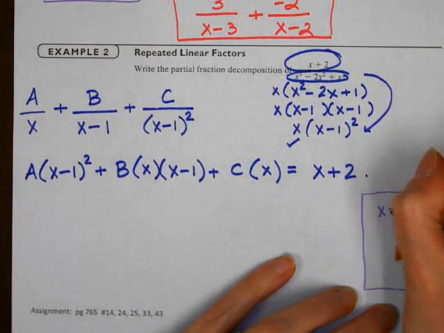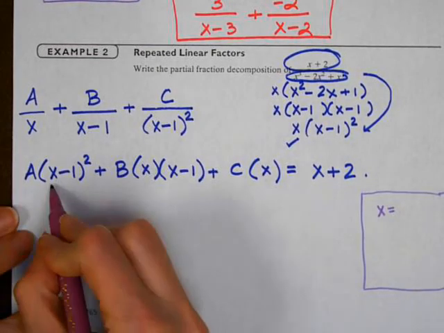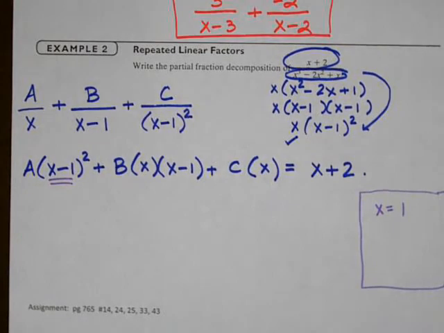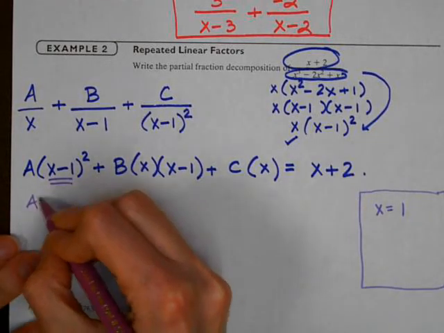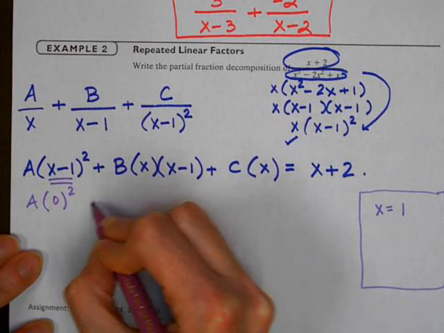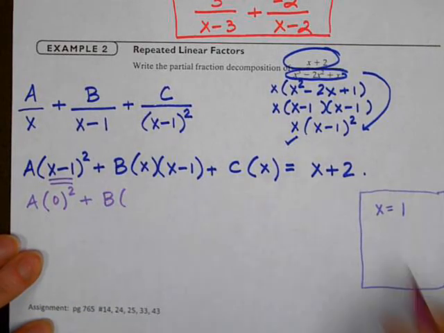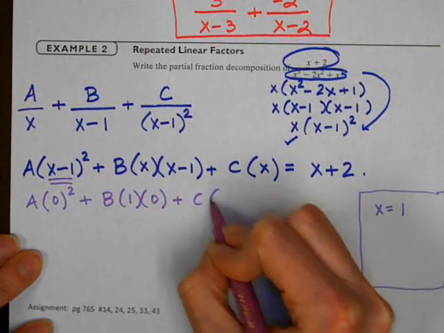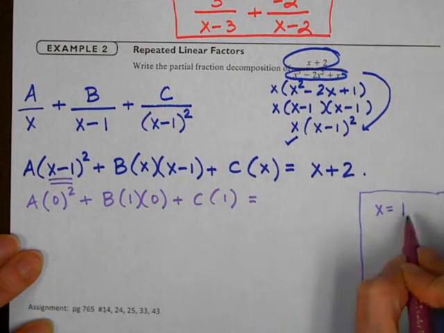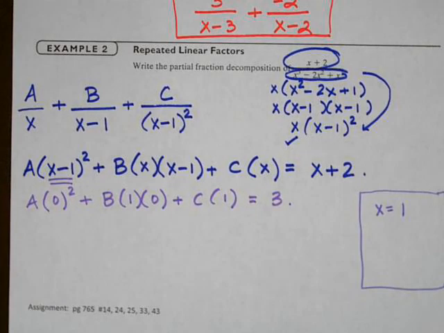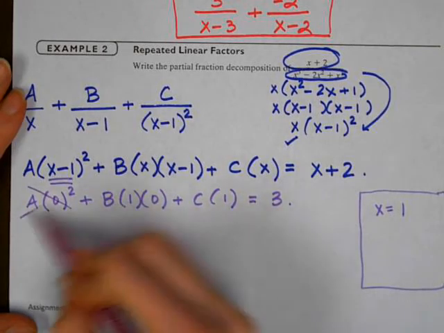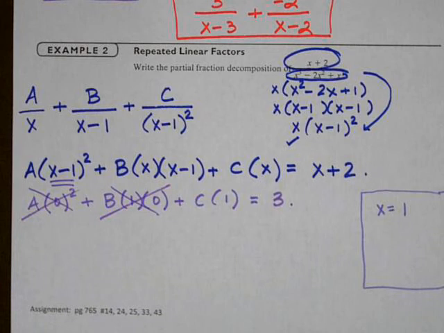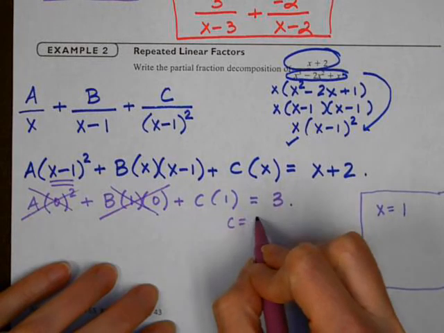And I'm going to start with x equals, let's do 1, because that's going to make the a term and b term drop out. All right, so if you plug in 1, you get a times 0 squared plus b times 1 times 0 plus c times 1 equals 1 plus 2, which is 3. Now, anything with a 0 is going to cancel. And again, very easily, you can see that c is equal to 3.